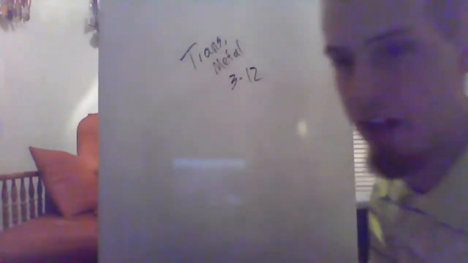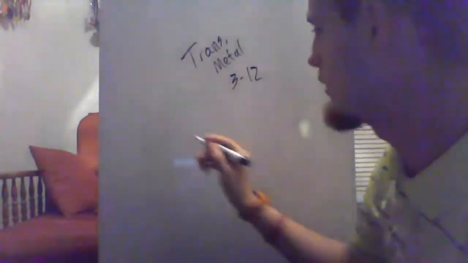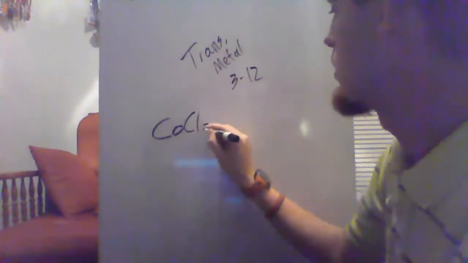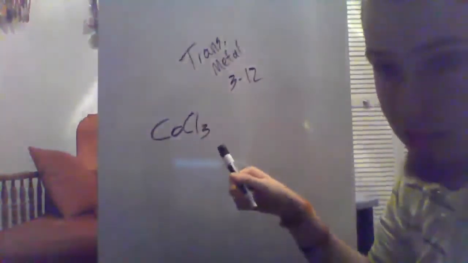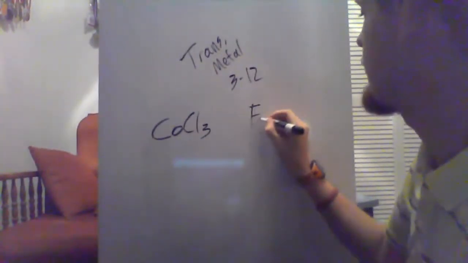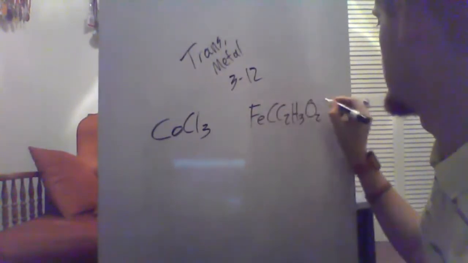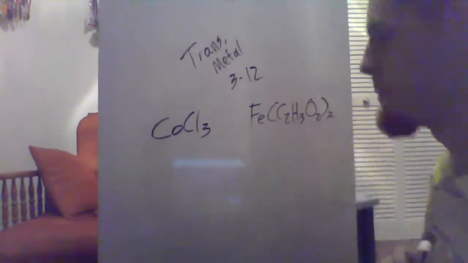All right. Next, let's talk about the other ones, okay? Let's say that I have cobalt chloride. Okay, I purposely didn't say something there. And let's say we have Fe(C2H3O2), and I put a 2 there.